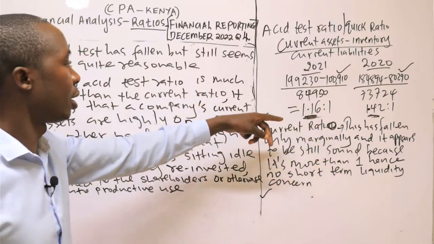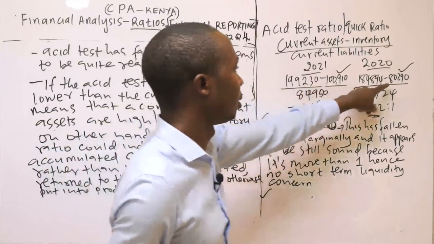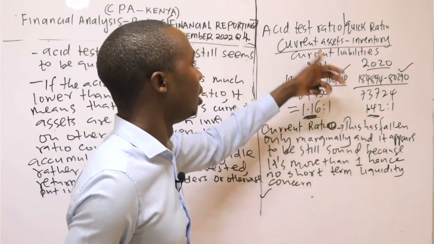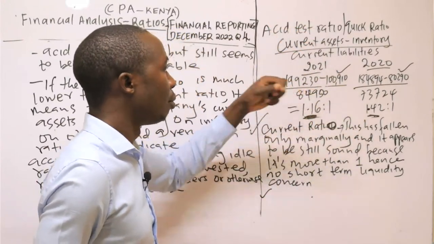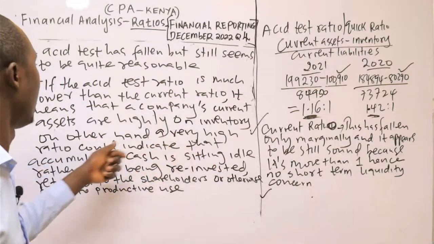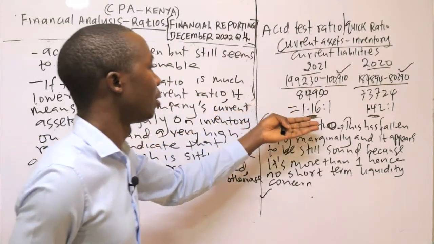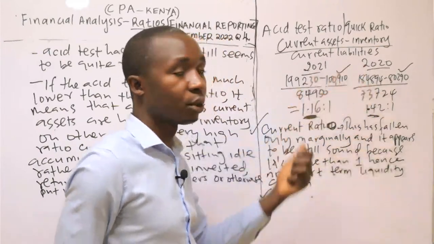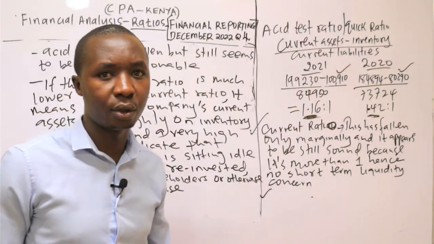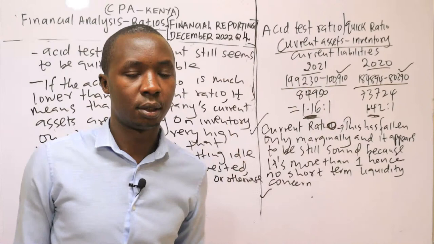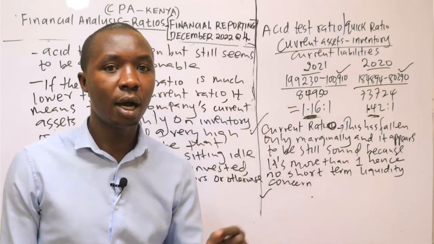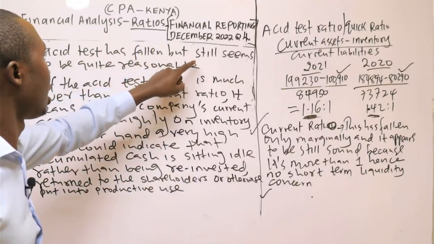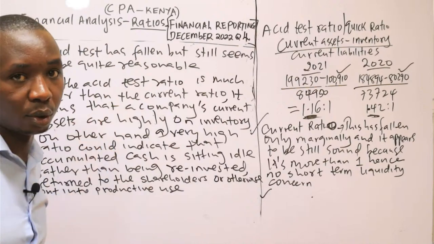We have said it was more dependent on this inventory because we deducted inventory from our current assets, meaning that this one has fallen. It was dependent on the inventory. But on the other hand, a very high ratio could indicate that. So if this one could have been high, it means that the cash we have, because already we have deducted the inventory, is idle, which is not good at all. So even if it has fallen, that is good to the company because the cash we have is not idle. That is why we said that the acid test has fallen, but still seems to be quite reasonable.